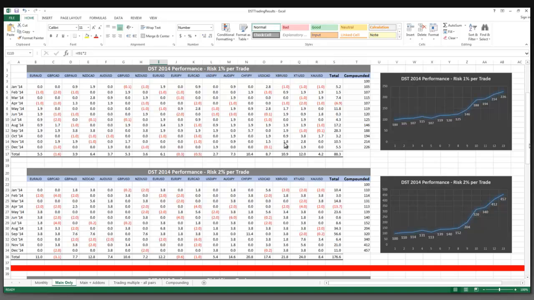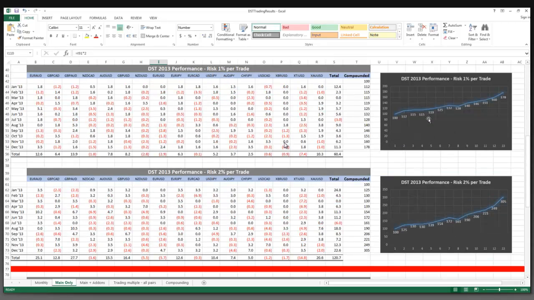That's 2014, by the way. Look at 2013. Does it look any different? Not really. It's just as consistent. It's just as steady. And this is made up of all of these pairs that you see on the left-hand side, plus some more, because I'd have to scroll to the left to pick them all up.